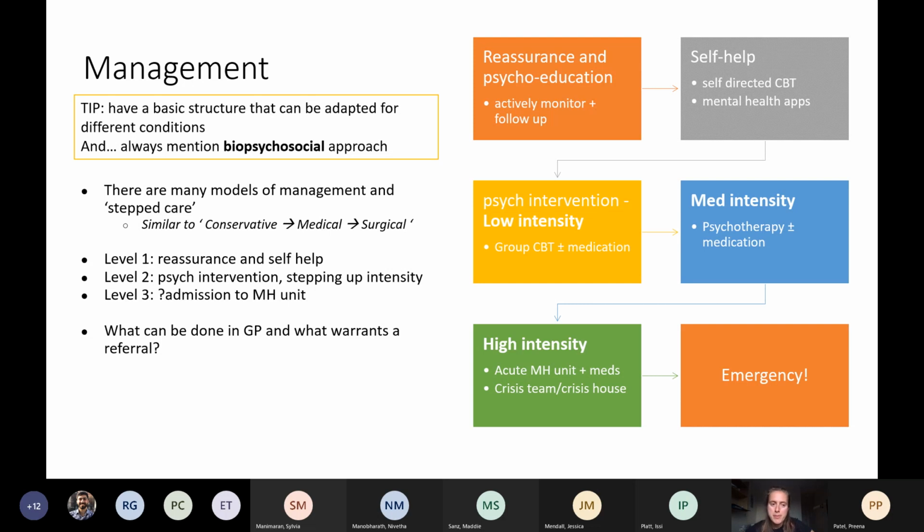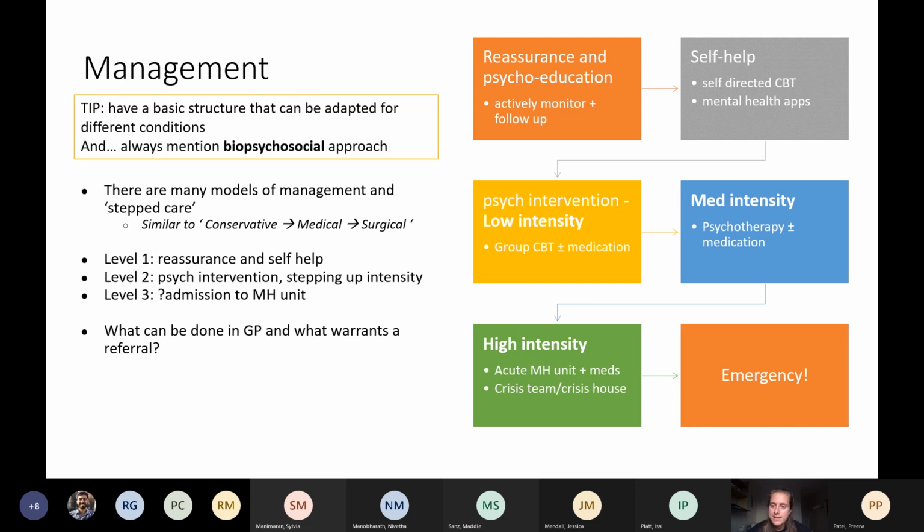Anyway, going back to something that might be a bit more familiar, management. I'm sure you're all familiar with the conservative, medical, surgical stepped care. And you can mention, as we said, the biopsychosocial approach, but you can also think about stepping up or escalating care and the different environments where it's appropriate to do that. With GP, you look at what level of anxiety or depression can be managed in the GP, and when you have to refer. You usually have to go through certain hoops in order to gain a referral. So you start with the lowest level, just reassurance and education, and then self-help.